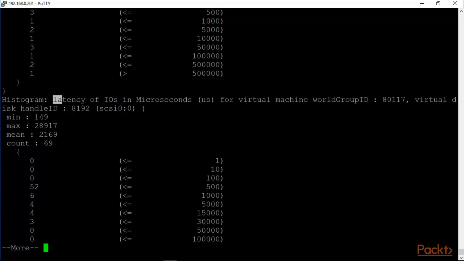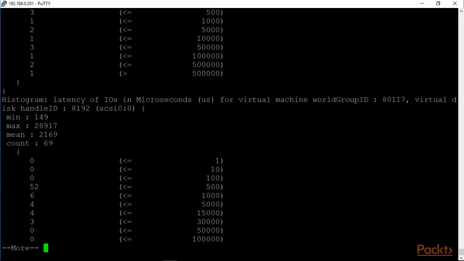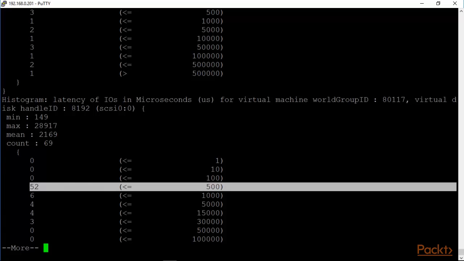Latency is always interesting. Latency of IO in microseconds. So let's look at the latency. So the mean was 149 microseconds, maximum was 28,000, which was relatively high, and the total count of IOs is basically 69. So we are generally in this ballpark, it looks like, which is not too bad. There's nothing much happening on this anyway.